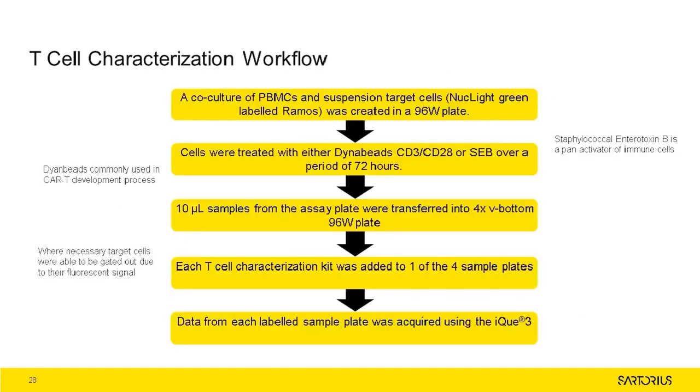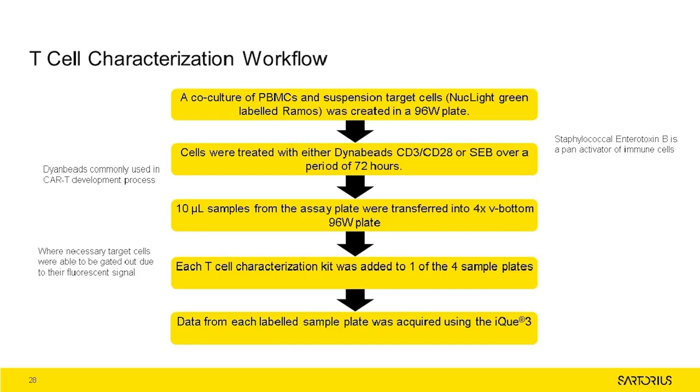Co-culture of PBMCs and suspension target cells, which were NucLight green labeled Ramos cells, were plated in a 96-well plate. Cells were then treated over a 72-hour period with increasing concentrations of either CD3/CD28 Dynabeads or staphylococcal enterotoxin B. 10 microliter samples of cells and supernatant were taken from the assay plate and transferred into 4 96-well V-bottom plates. Each T-cell characterization kit was added to one of the 4 sample plates.